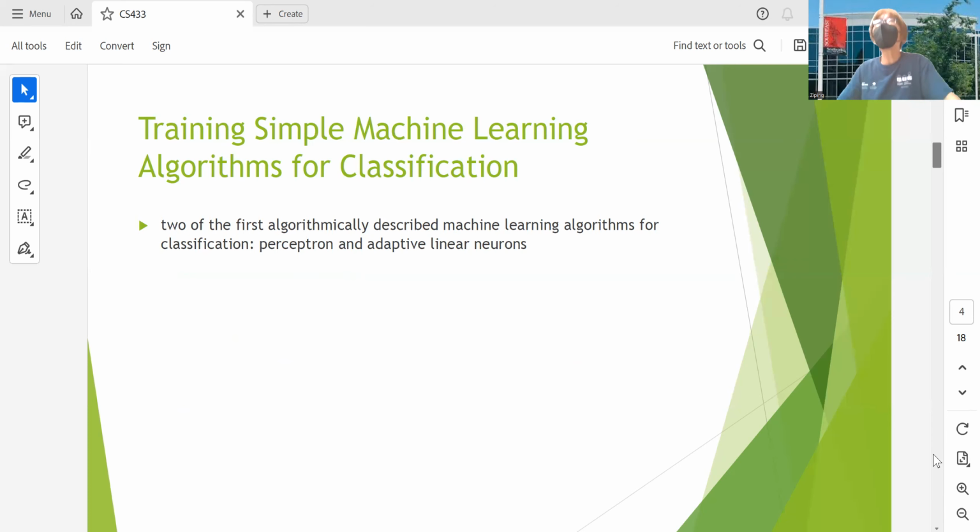Today we will learn the 2 simplest algorithms: perceptron and adaptive linear neurons. Both of them are machine learning for classification. Be careful, okay, this is for classification.